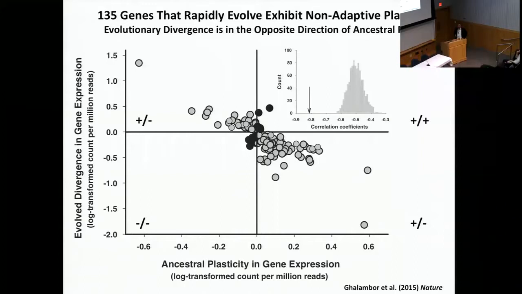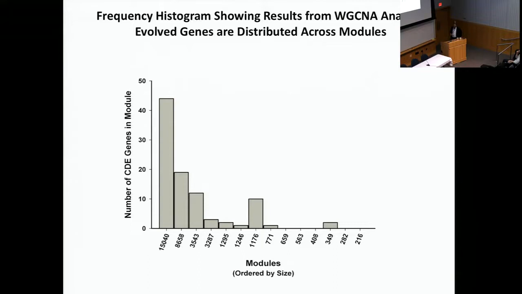There's more of a mismatch causing stronger selection on these genes compared to everything else. Of course, these genes are not fully independent of one another. And so if you do a weighted correlation network analysis to look at the distribution of these changes, they're distributed across many modules, suggesting that there's probably multiple regulatory changes that underlie these evolved responses.